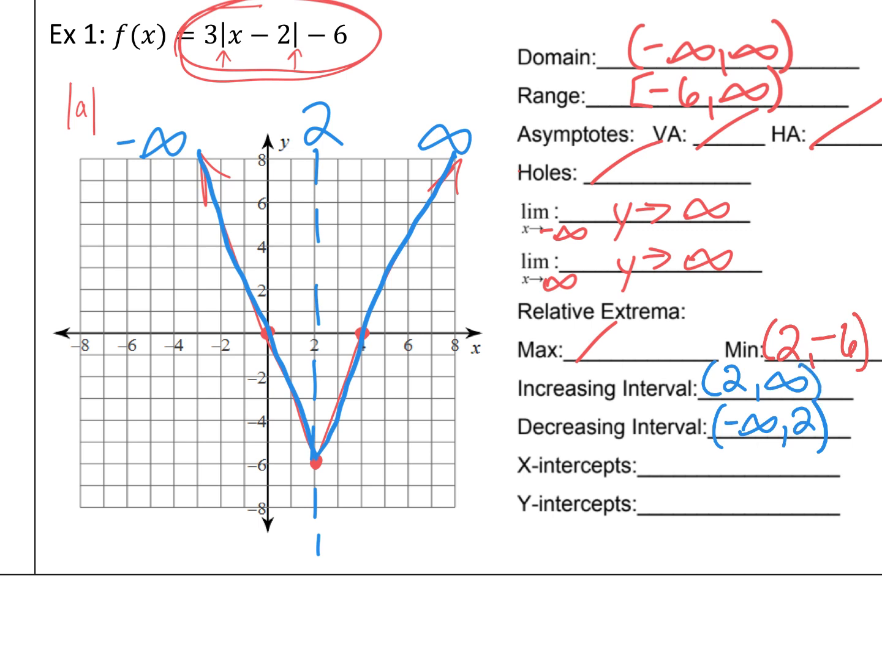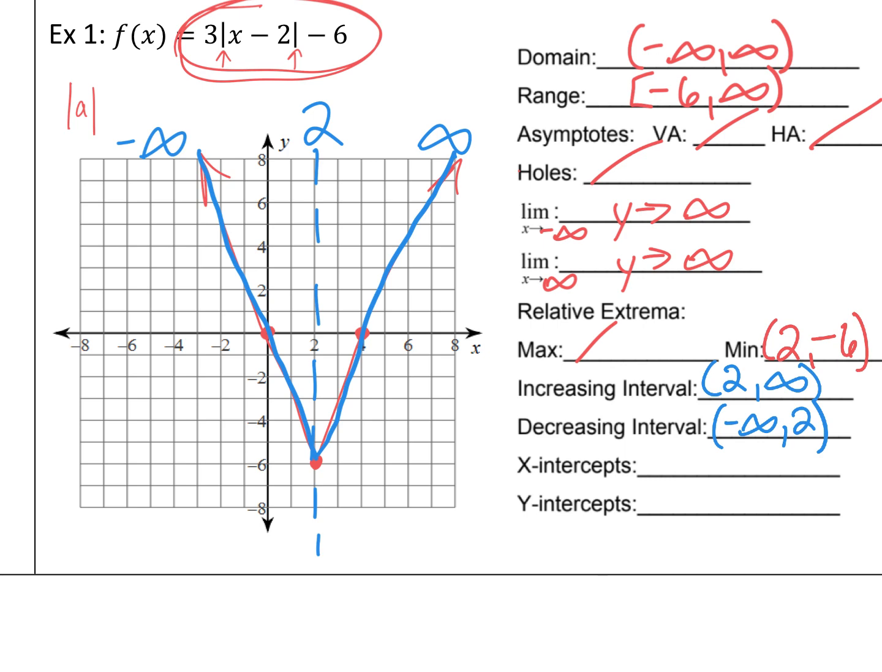Are we clear on that? Yes, ma'am. Don't ever put like 2 to negative infinity as any type of interval because you're never going to go to the right to negative infinity. Okay, I see that a lot. Please don't do that.